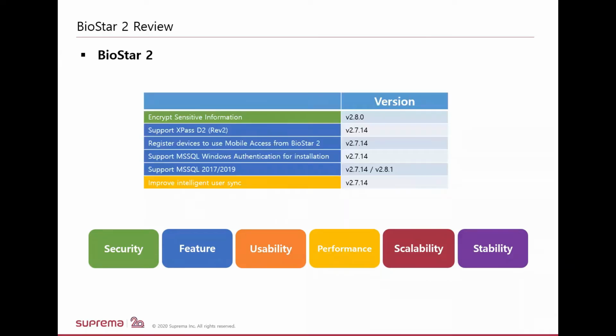Okay, so for a review, this is what we've done for the past 3 releases. The version 2.7.14, the XPath D2 revision version, it's not released into the market yet, but we already implemented it. So once you receive it, you can just use a version higher than that and then use the XPath D2 revision. For 2.8.0, we did a huge structural change to encrypt the sensitive data. So we allocated a separate webinar to explain this. You can look it up if you need any information for that.